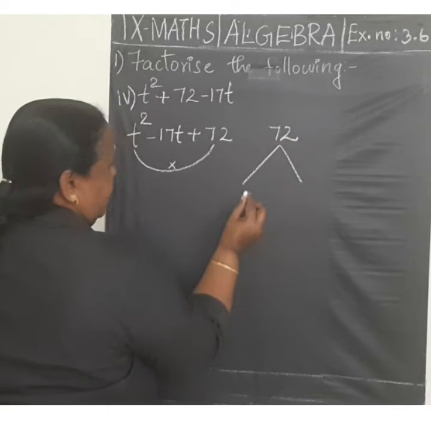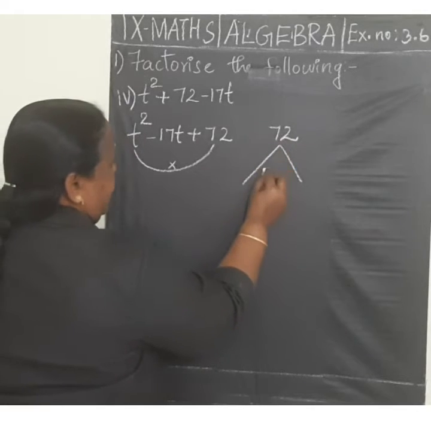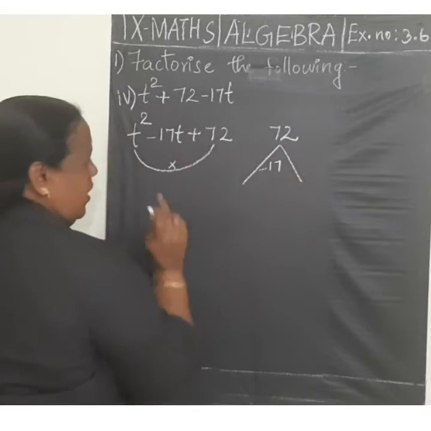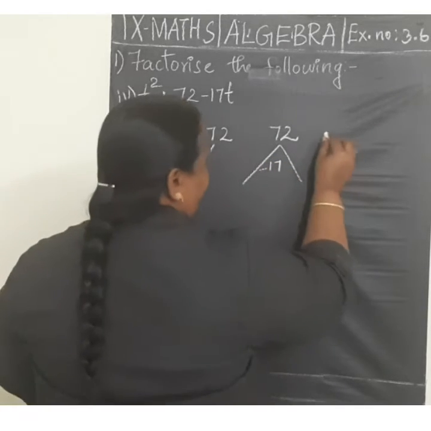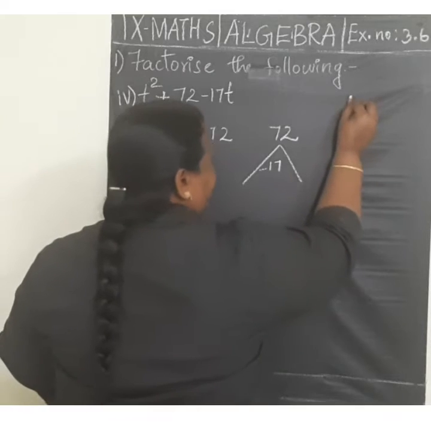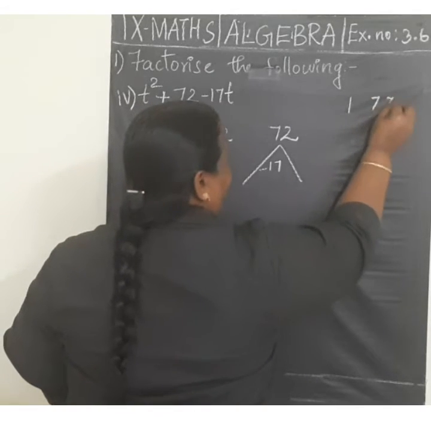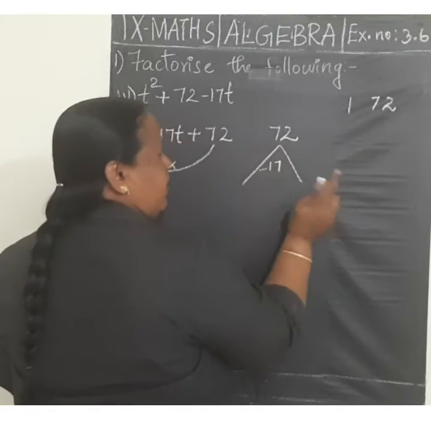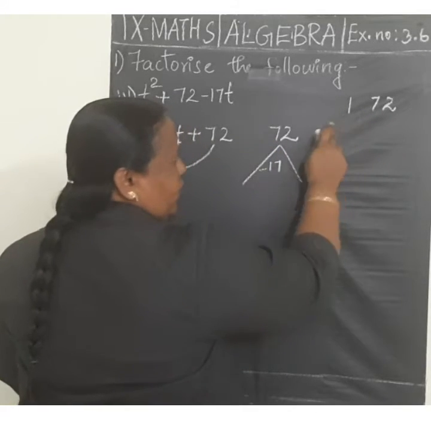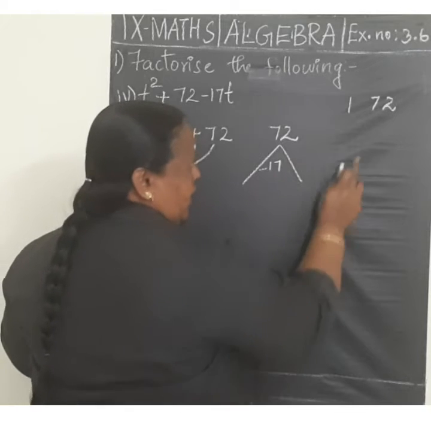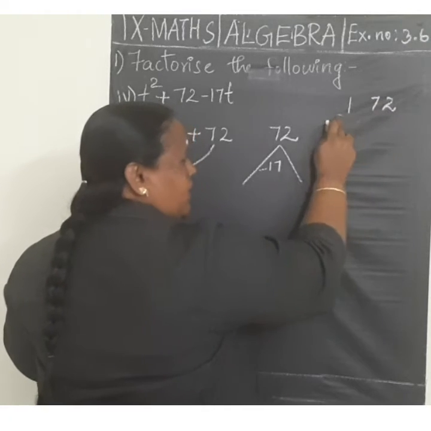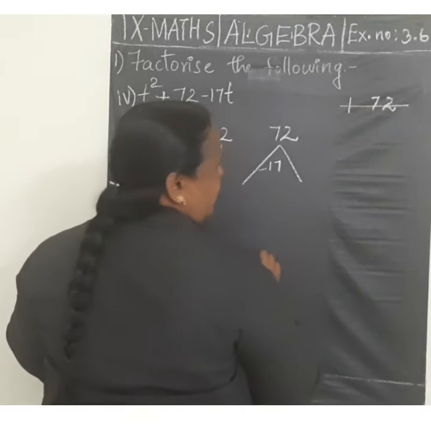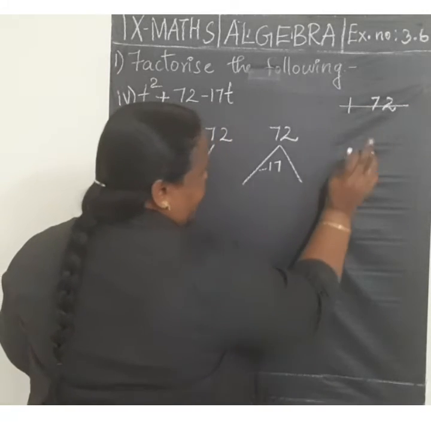When we are finding the factors for that one, it should satisfy: if we add or subtract the two factors, we have to get minus 17. Now we'll find the factors for this 72. If we take 1 and 72, 1 into 72 is 72, but if we add 72 plus 1, we get 73. If we subtract 72 minus 1, we get 71. So we can't take 1 and 72.